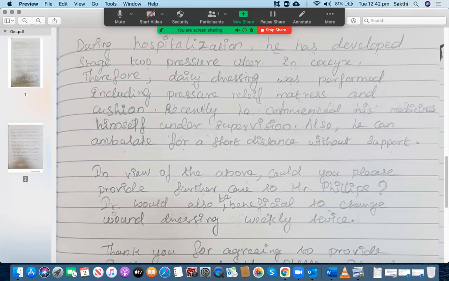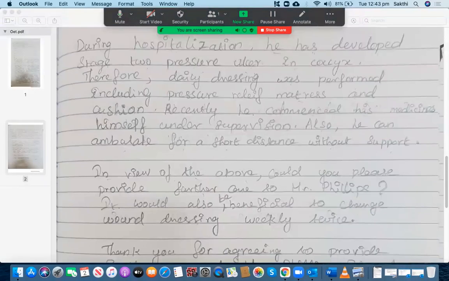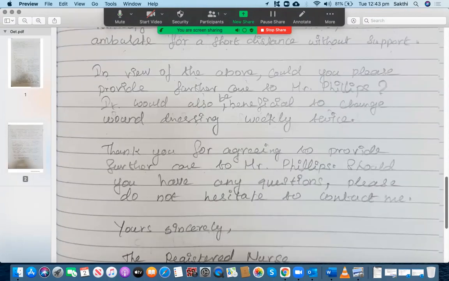Recently, he commenced. Okay, after recently, you need to place a comma. Recently, comma. Let's go to the next one. He commenced his medicines himself under supervision. Okay, that's all right. That's good. Also, he can ambulate for a short distance without support. That's good. In view of the above, could you please provide further care to Mr. Phillips?